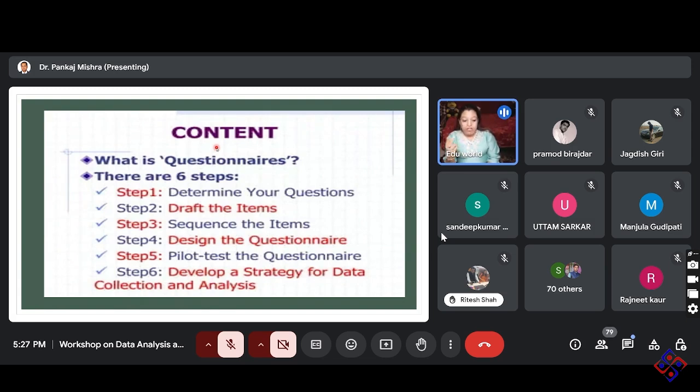Now, when the pilot testing is done, the questionnaire is set, the validation has been done and the reliability has been done, and it has been confirmed, after that we will apply it on the sample that we have selected for our study. Applying it on the sample, we will collect the data, and based on the data collection, we will start with our analysis. Clear? Any question till now? Okay, next slide.